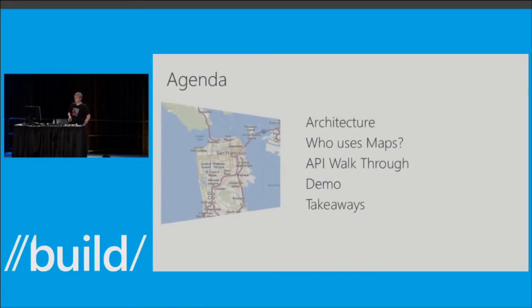So today we're going to go over the map architecture of how we actually integrate Nokia's HERE platform into Windows Phone. I'm going to go through some of the common use cases that developers use the map control and other APIs for, and demo some of the apps. I'm going to do an API walkthrough that pretty much covers all of the map APIs, and then do a demo that ties a bunch of those different APIs together, and then some key takeaways I want you guys to leave here with.